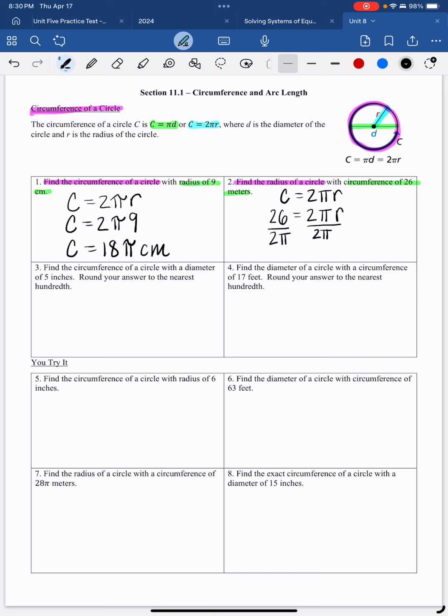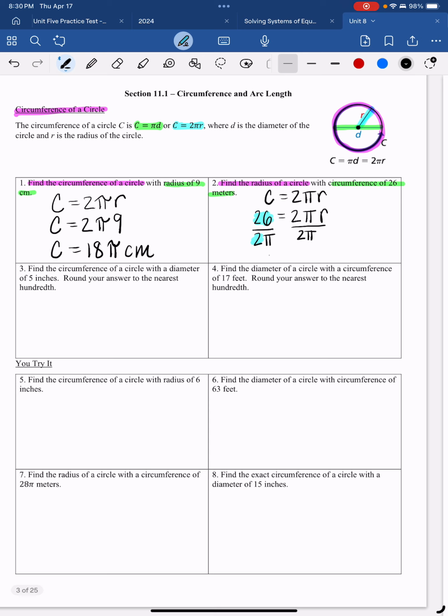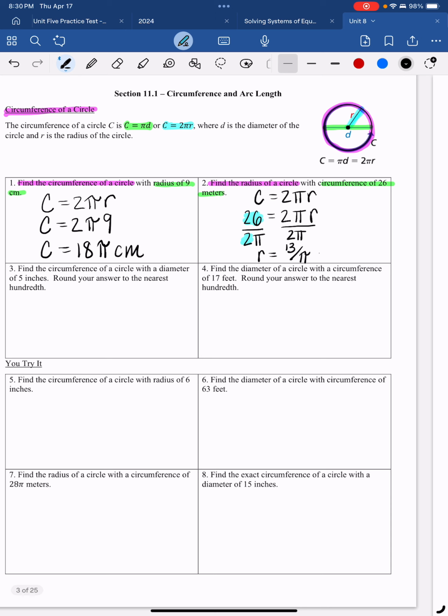And what we can do is simplify our fraction. So we're going to simplify 26 over 2. 26 over 2 is 13. So I'm going to start to write my answer. Radius is equal to 26 over 2 is 13, but the pi was in the denominator. So we're going to leave the pi in the denominator, and then we're going to keep the same units as our circumference, meters.